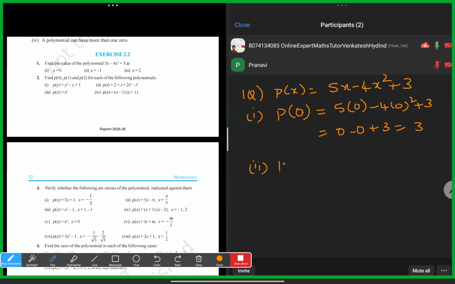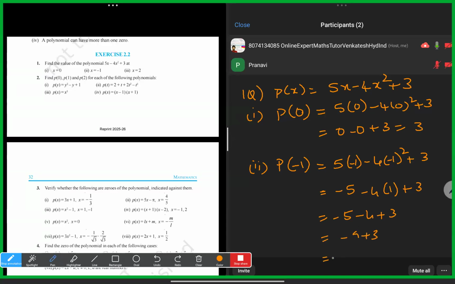So now finally, the second one is p of minus 1. This time x is minus 1, so wherever x is there, I'm substituting minus 1. So 5 into minus 1 is minus 5. Then minus 4 into minus 1 whole square is minus 4 into 1, which is minus 4, plus 3. So minus 5 minus 4 is minus 9, plus 3, which is minus 6.